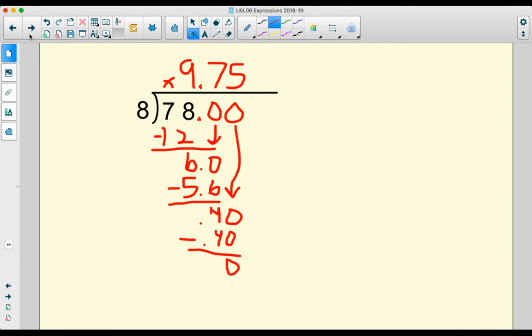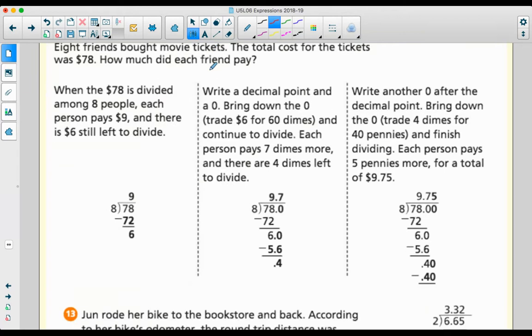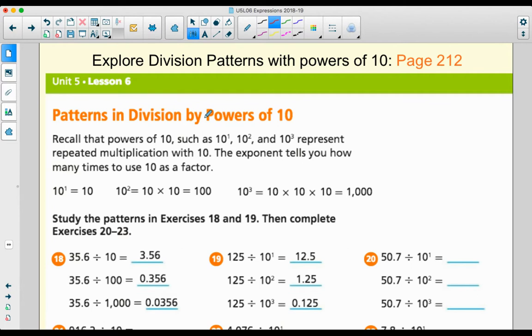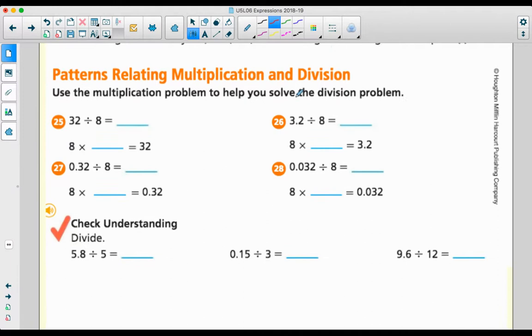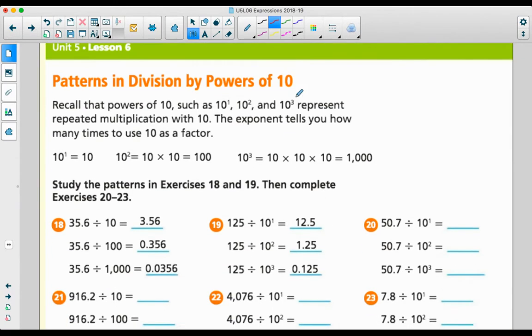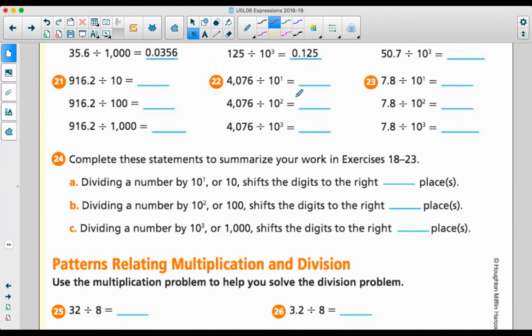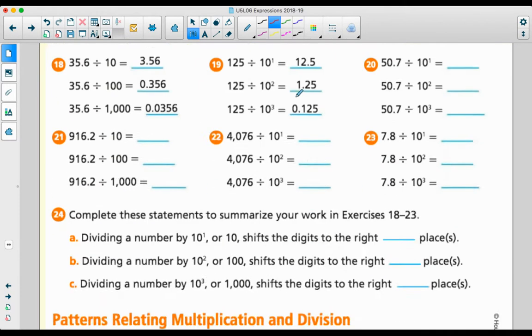After watching this part of the video, you should be able to do page 211. On page 212, we have done some of this. We've done multiplying by powers of 10 before. Now it's dividing by powers of 10. I want you to explore and see the patterns. As you do these, they're set up for you to be able to see the pattern. Also, apply what you know about multiplication and the patterns of multiplying by powers of 10.